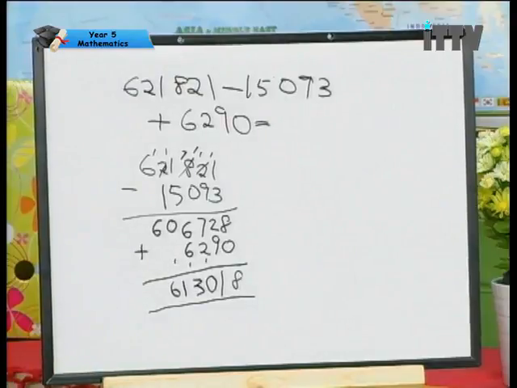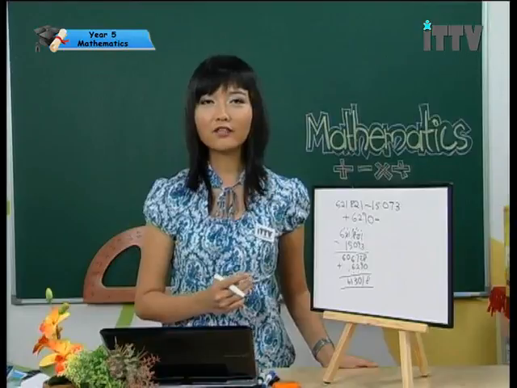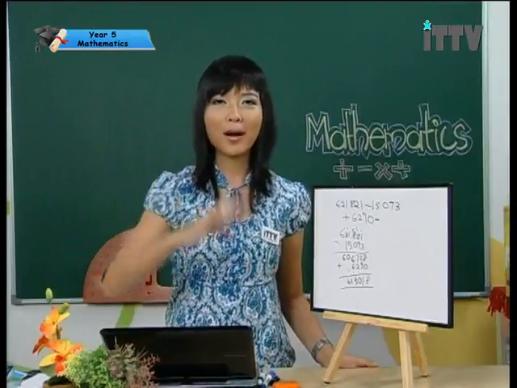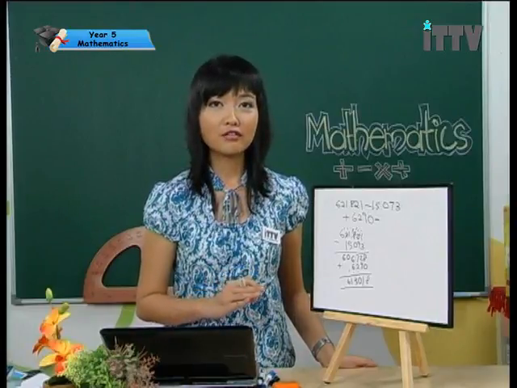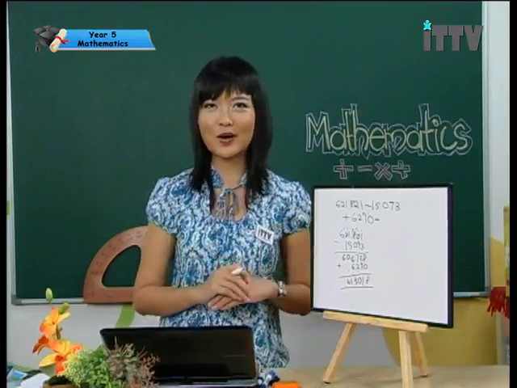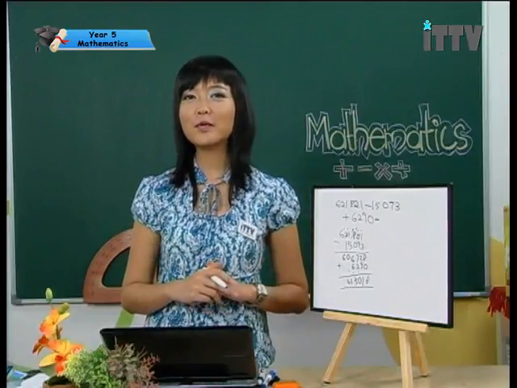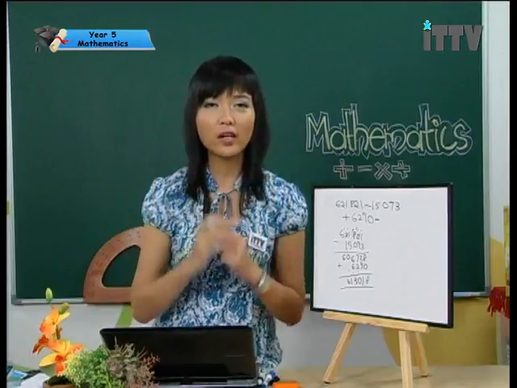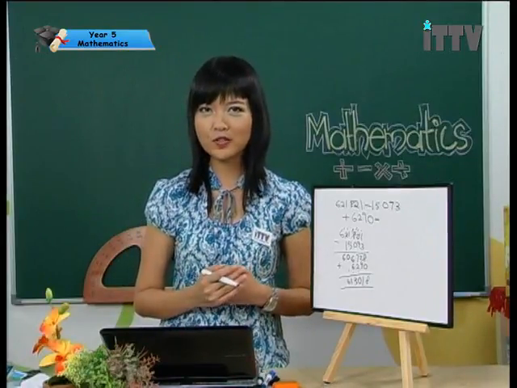So, this is our final number, our final answer. At the end of all this selling and buying books, now the owner has 613,018 books in his bookstore. Okay, right. Pretty simple, right? You just have to read the question carefully and think of the operations to use.